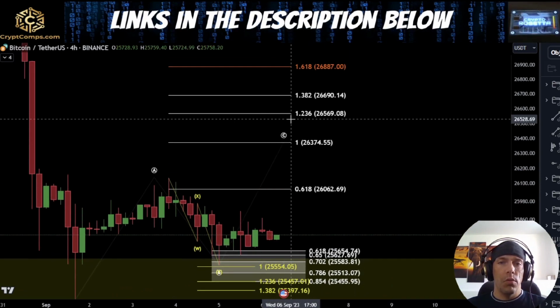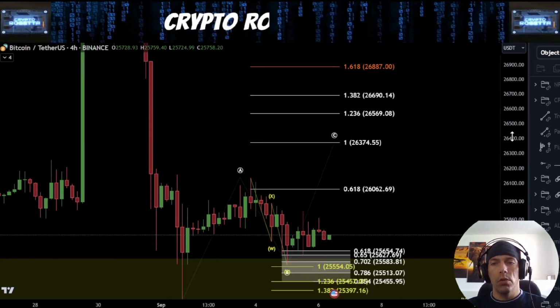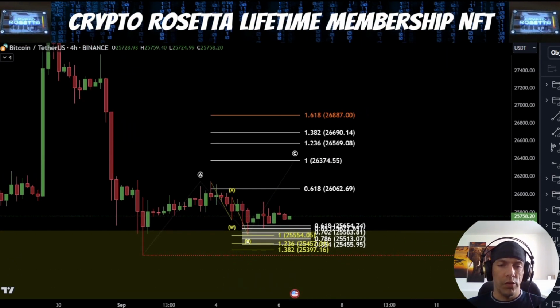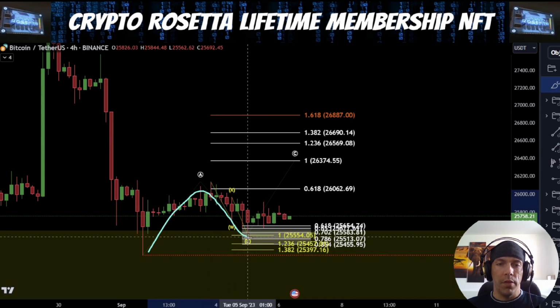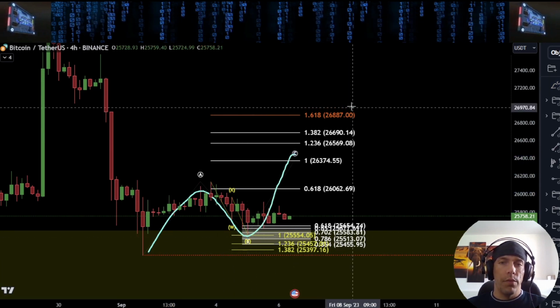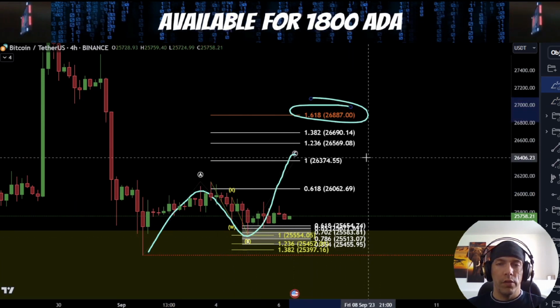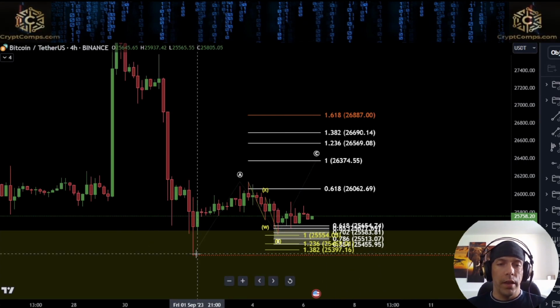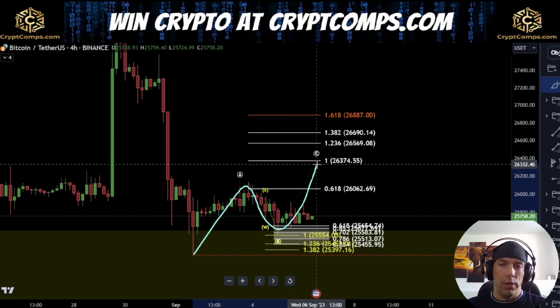Now, this area would be quite interesting because if we do look to actually push up into this higher zone here, if this is just a three-wave move here, where this becomes A, B, and C, and we fail to push up past this 1.618 level here of this 26,887, the likelihood is then that this is just going to be a corrective move up.